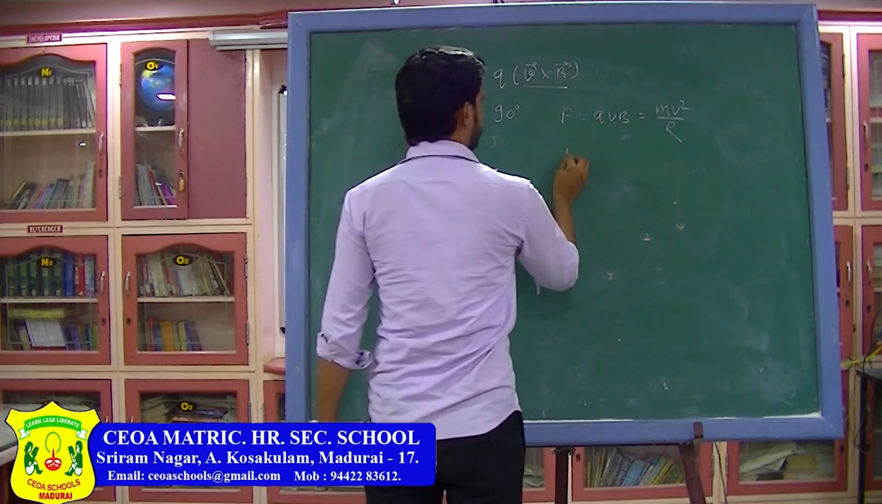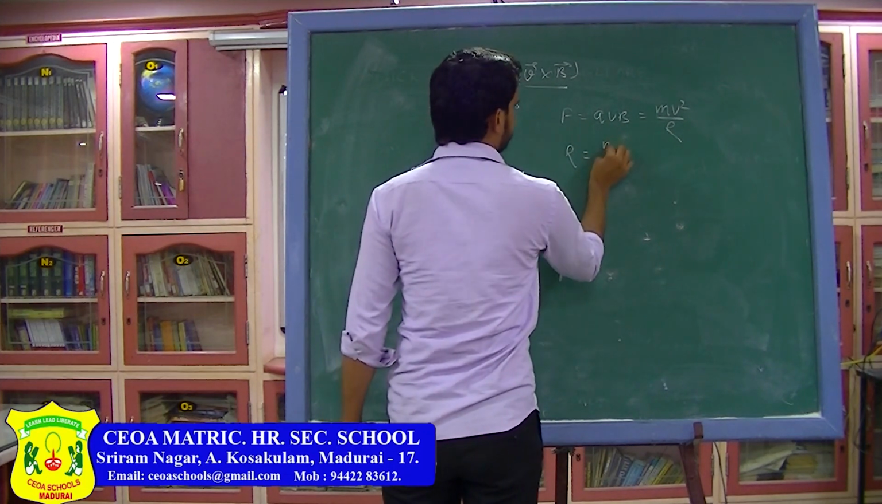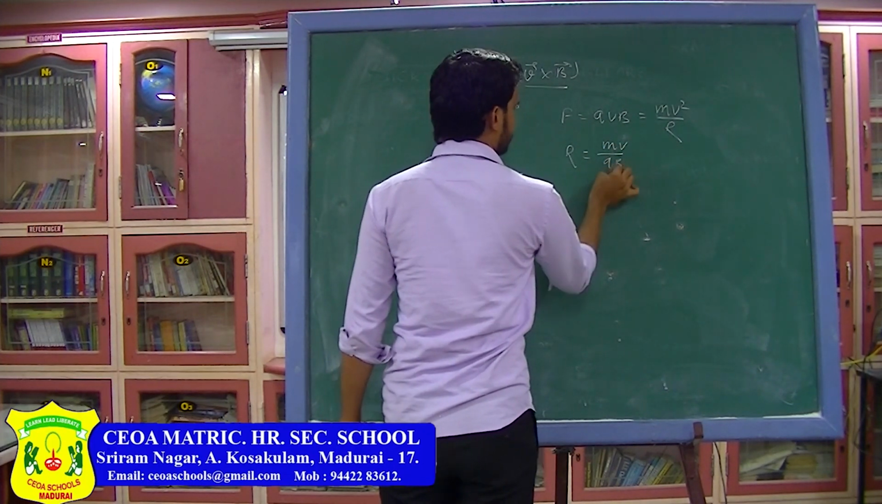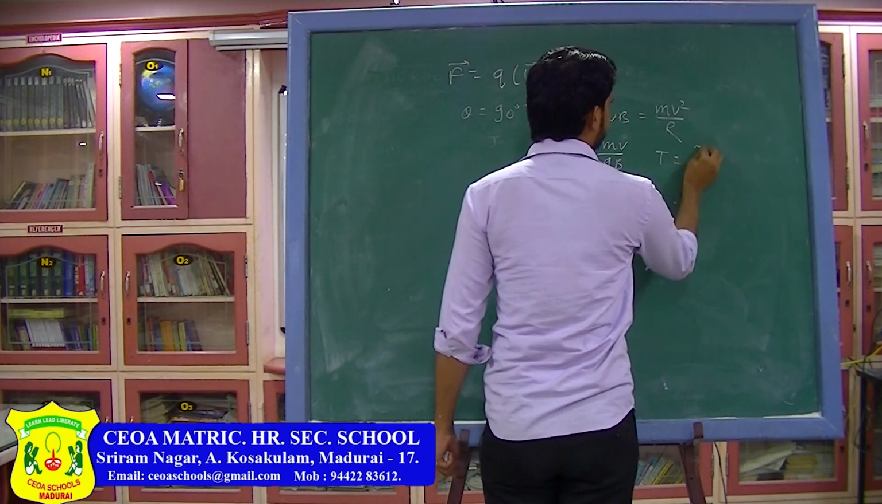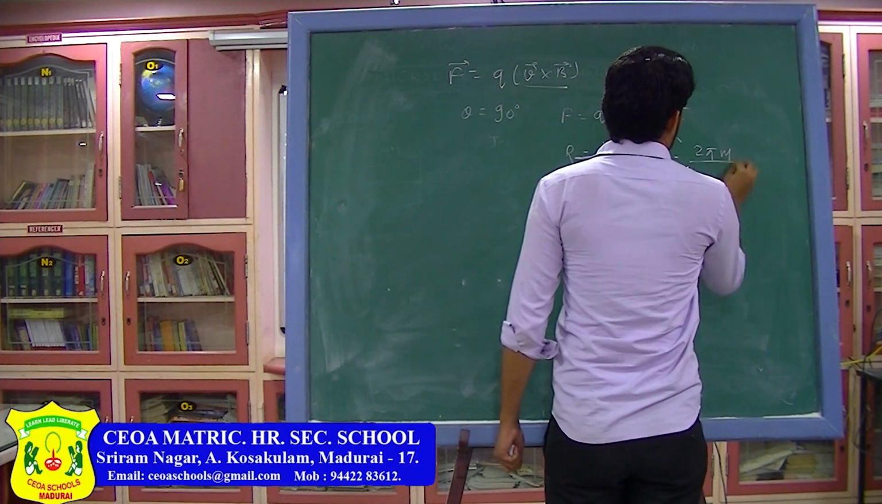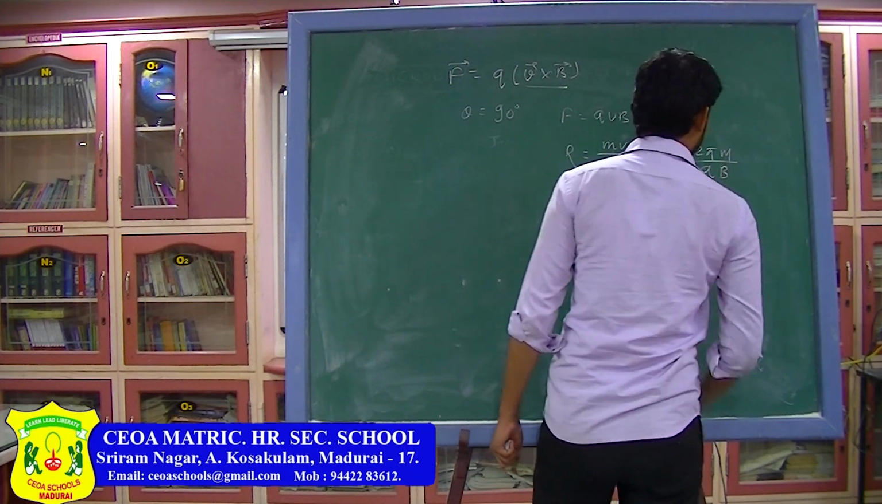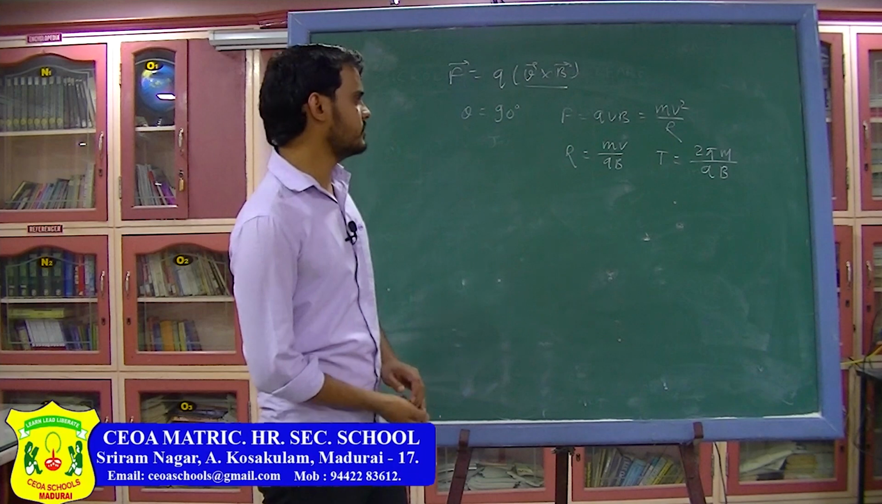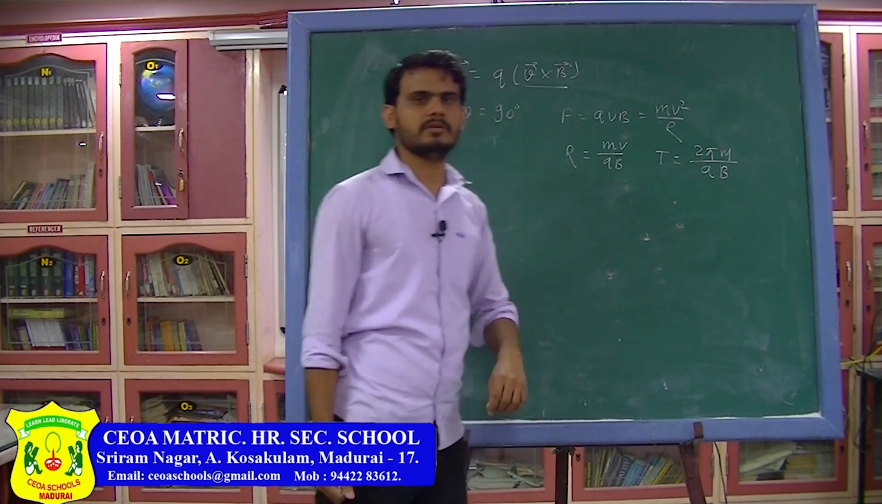And from here we have found out the radius of uniform circular motion will be mv by qB, and the time period of circulation will be 2 pi m divided by qB. So this was the radius of the circle, and this was the time period of the circular motion.